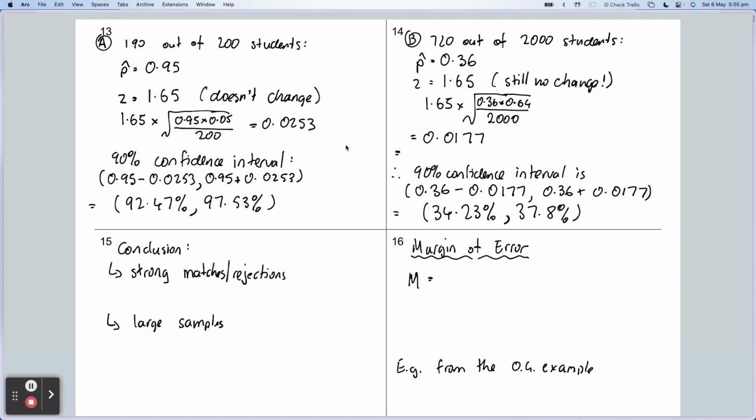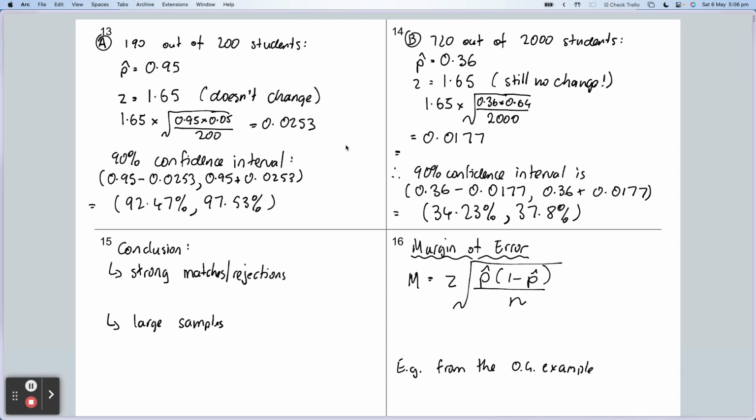Last thing to look at, margin of error. I only need one slide to describe the margin of error. M is equal to what? Believe it or not, you already know. M is equal to Z multiplied by the square root of P hat. Is this looking familiar? Can you fill it in before I finish? P hat over 1 minus P hat over N. In other words, the margin of error is the bit that separates out the interval from P hat.